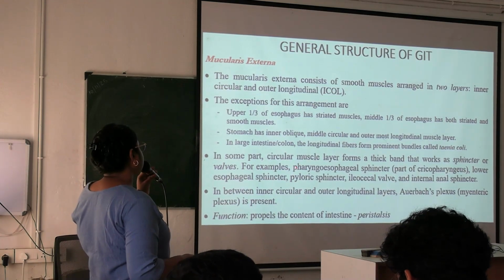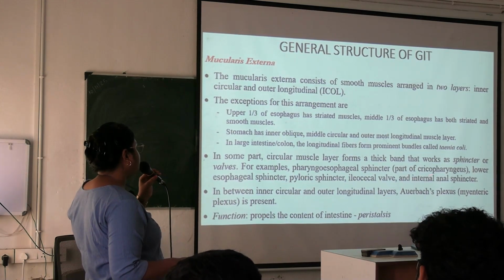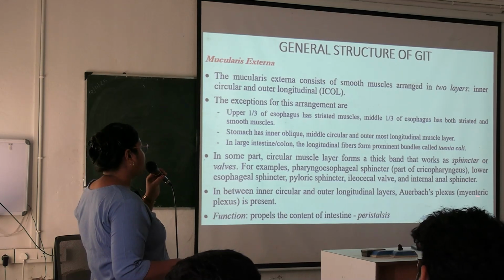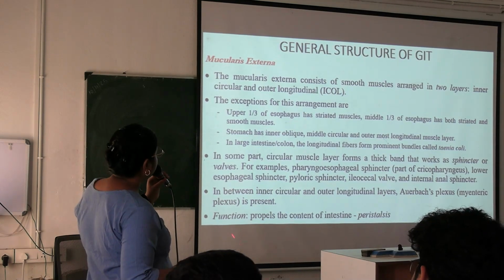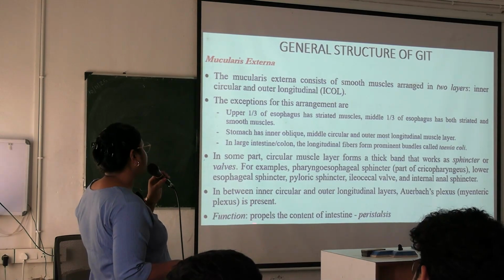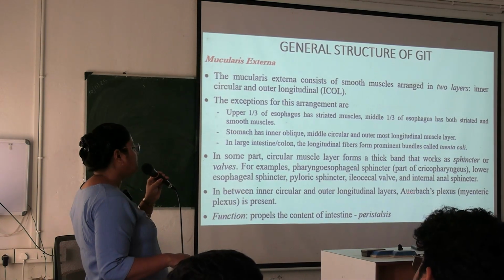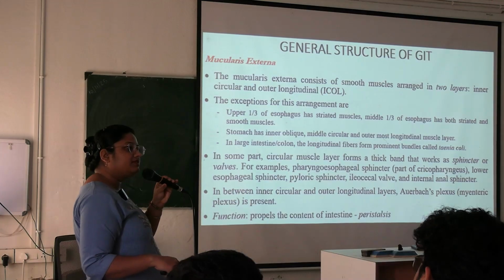And in between the inner circular and outer longitudinal layers, Auerbach's plexus or myenteric plexus is present. And what is the function of muscle layer? It propels the content of the intestine with the help of peristalsis. Okay.